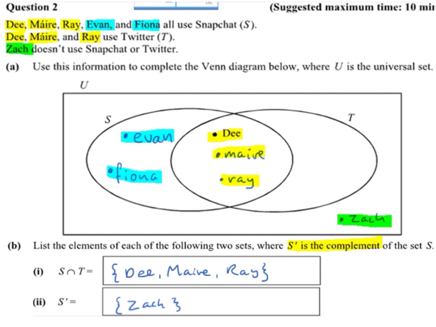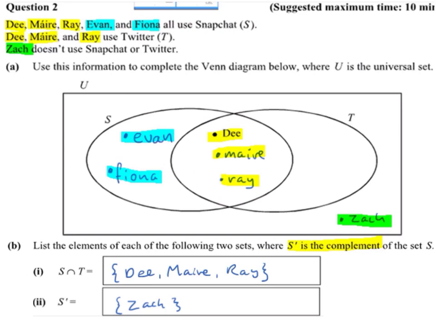So what we want to do first of all is see which elements are common to both. So I've highlighted in yellow the 3 people that are common to both. So Dee, Moira and Ray are going to go into the intersection because they each use both Snapchat and Twitter. Then I'm going to see what's left over in set S, which is the Snapchat set. So I've got Evan and Fiona. So they're just going to go in this section here because they use Snapchat, but they do not use Twitter.